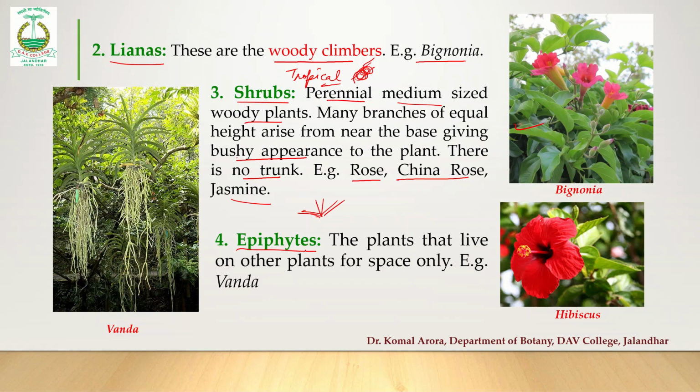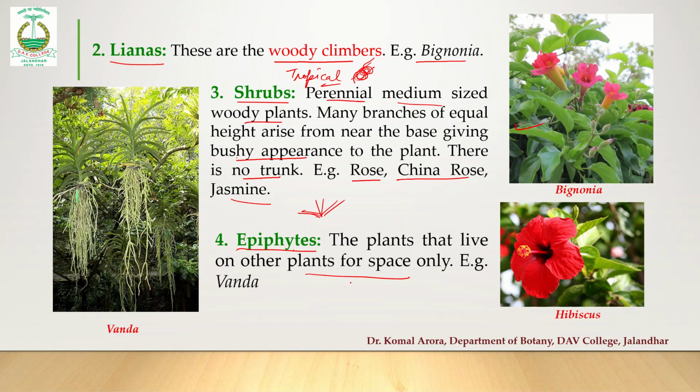The fourth category is epiphytes. Epiphytes are the plants which grow on other plants. And why are they growing on other plants? That is for space only. Otherwise, these plants are photosynthetic. They can prepare their own food. They can absorb moisture from the air. So they are not dependent for nourishment on the host plant.